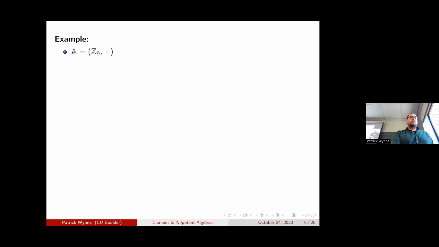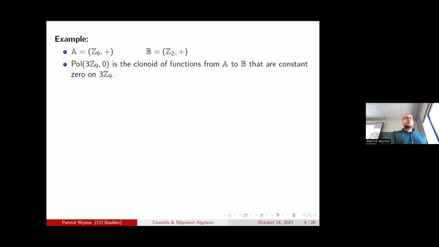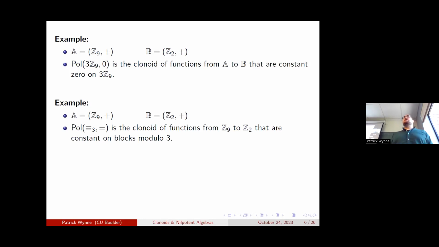Okay, so for example, if we take A to be the integers modulo 9 with addition, so just the abelian group, and B to be the abelian group of 2 elements, then consider the polymorphisms of the relational pair 3Z9 and 0. Here 3Z9, of course, is a subalgebra of Z9 to the first power, and 0 is a subalgebra of Z2 to the first power. This is a clonoid of functions from A to B, and it's exactly the functions that map 3Z9 into 0. And similarly for the same A and B, we can think about equivalence modulo 3 as a subalgebra of A squared, and similarly equality as a subalgebra of A squared. And this is a clonoid from Z9 into Z3 that's constant on blocks modulo 3. So if we change our input modulo 3, then our output remains the same.